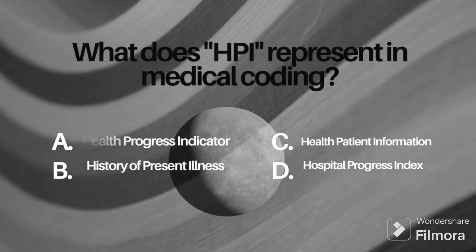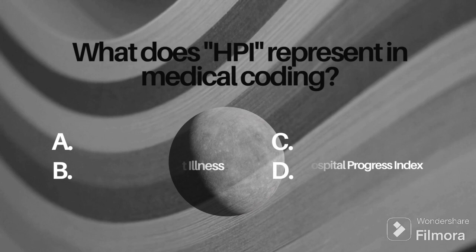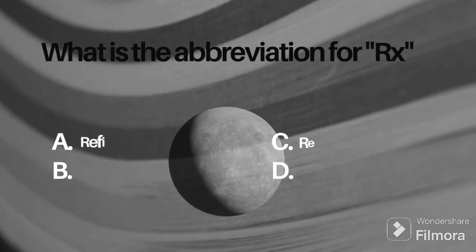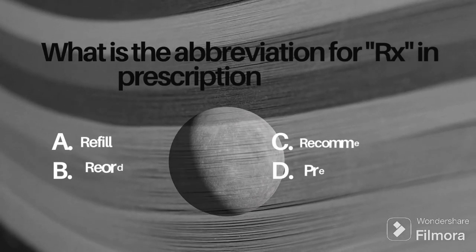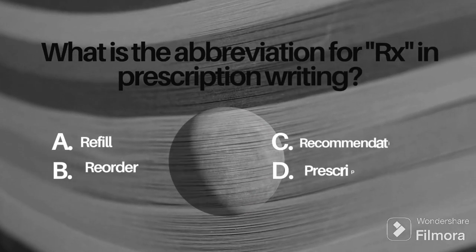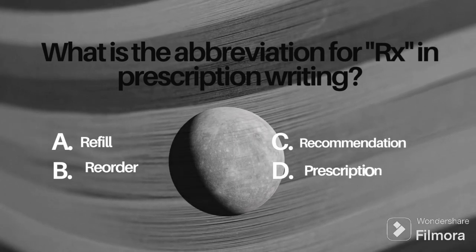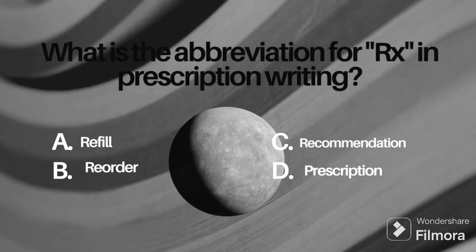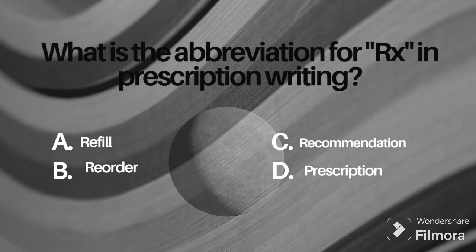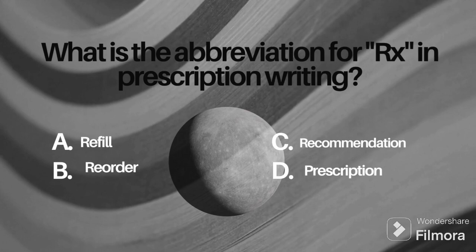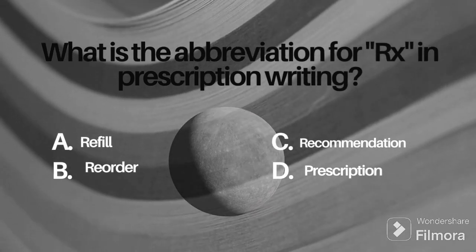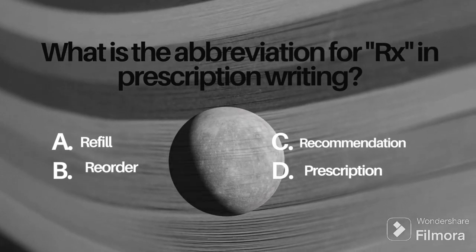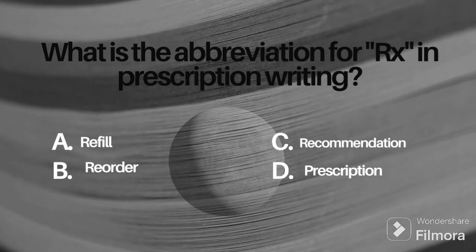The next question is question number 5. What is the abbreviation for RX in prescription writing? Option A, refill. Option B, reorder. Option C, recommendation. Option D is prescription. So read the question carefully, give your answer in the comment box.